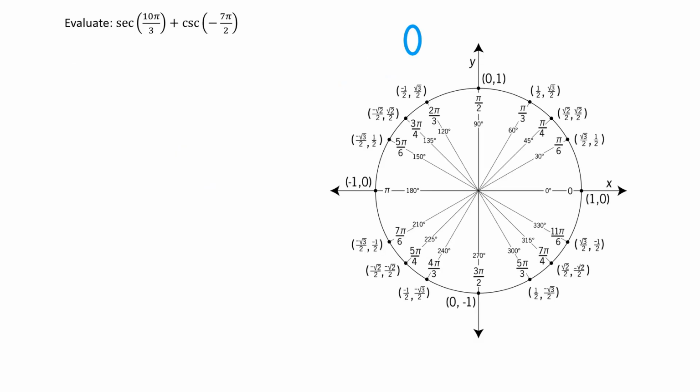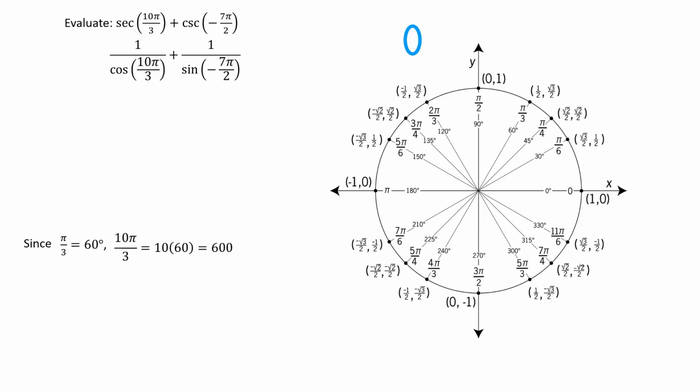Okay, let's look at this one. We have secant 10 pi over 3 plus cosecant negative 7 pi over 2. So what does that mean? That means 1 over cosine 10 pi over 3 plus 1 over sine negative 7 pi over 2. And so to figure out where we go for 10 pi over 3, we can remember that pi over 3 is 60 degrees, and so 10 times that is going to be 600 degrees. So we have 1 over cosine 600, and then for that we go all the way around the circle, 360 plus another 240, and that puts us at 600 degrees.